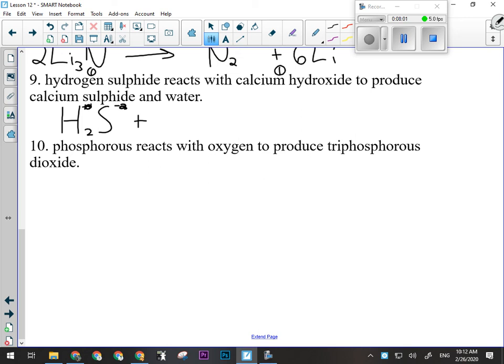It reacts with calcium hydroxide, also an ionic compound. So Ca2+ and hydroxide, which is a -1. When I have a polyatomic ion and I have to drop and swap, then I have to put what around it? Brackets. That's going to produce calcium sulfide, Ca2+, sulfur -2, so that one's okay, and water.